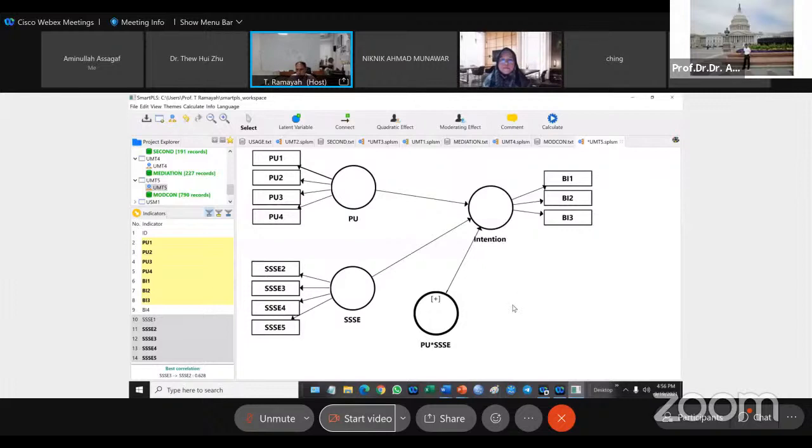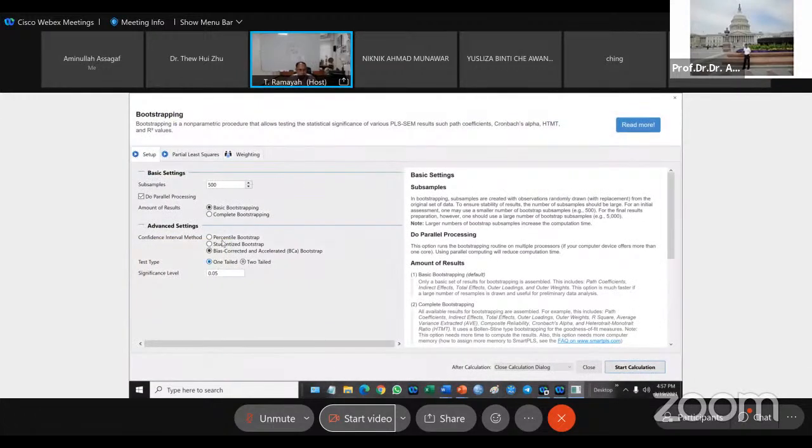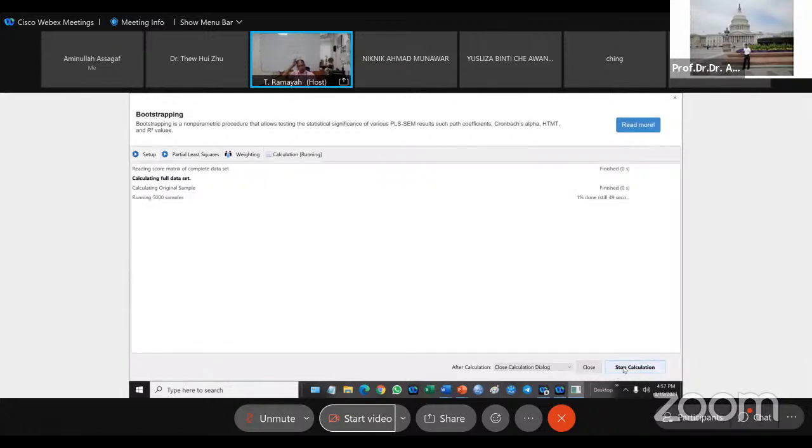Okay. So we will run a procedure called bootstrapping to see whether this arrow is significant or not. If this arrow is not significant, finished, no moderation. So calculate first, bootstrapping, and we will put 5,000 and one tail. 5,000 and one tail for moderation. And click start calculation.